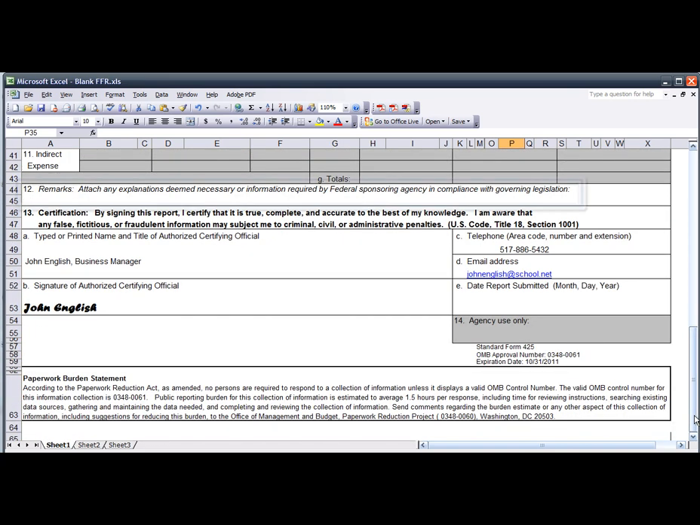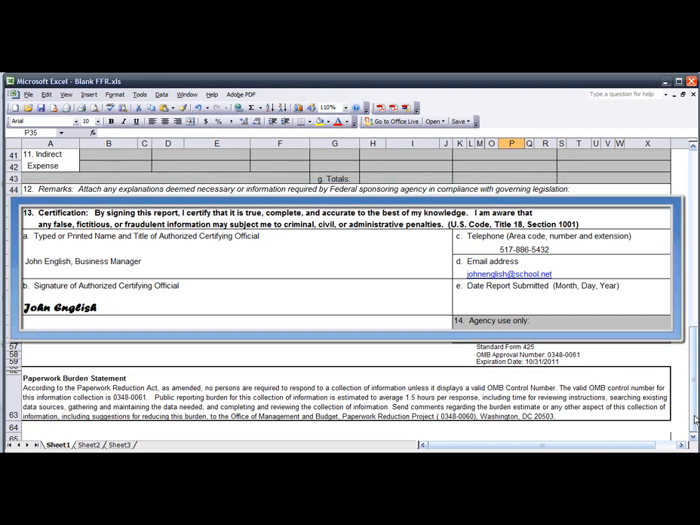As I mentioned before, the remarks section is there so that you can enter any explanations or additional information that may be required by the sponsoring agency. And this should include any excess cash that was listed on line 10C. Section 13 is the certification section and should be fairly straightforward. By signing this report, you'll certify that it's true, complete, and accurate to the best of your knowledge. And once you've certified and submitted, you're done.